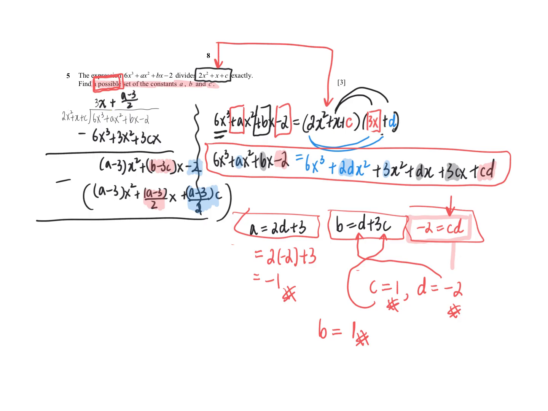Yes. As long as the product of C and D gives me minus 2. Okay, so I missed out this word possible. It is a very important word because you just have to set C or D to be one value. Then you use this relationship to get the remaining ones. Okay? So this is 5.